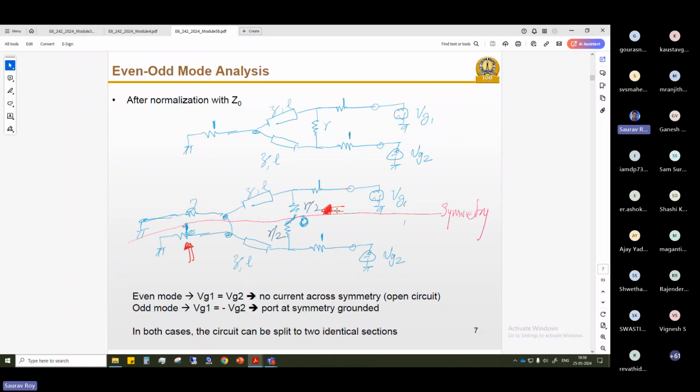Yeah, exactly. So that is how we divide the network. We cut it and then analyze it. And while cutting this R/2, these resistances we cannot keep floating, right? Wherever we cut, those sections have to be either opened, in case of even mode, open circuit, and shorted in case of odd mode. That is how we do.